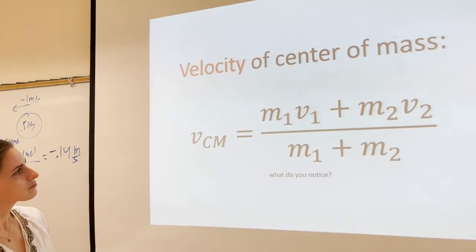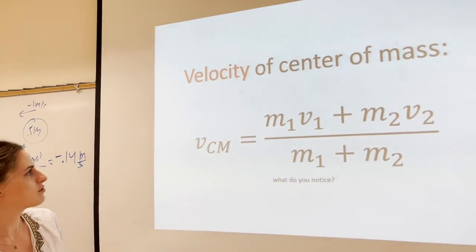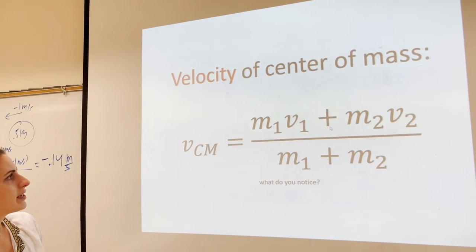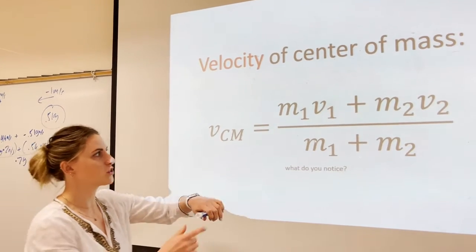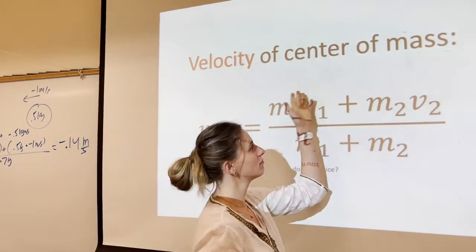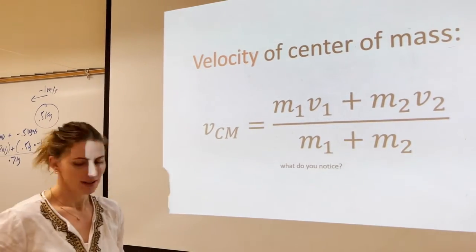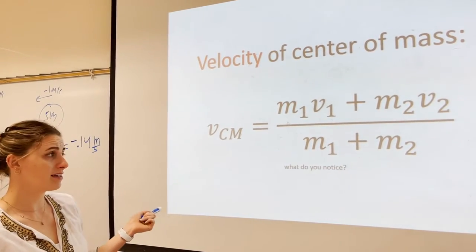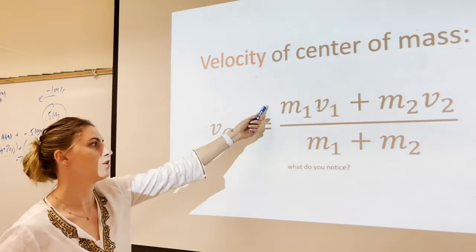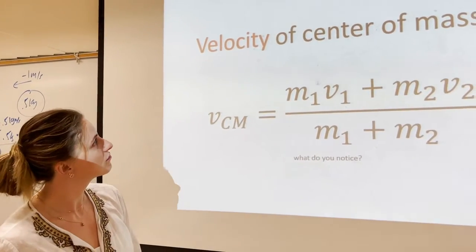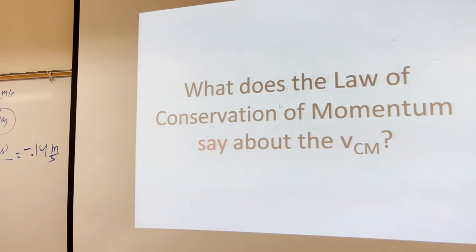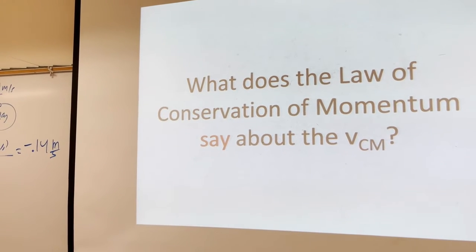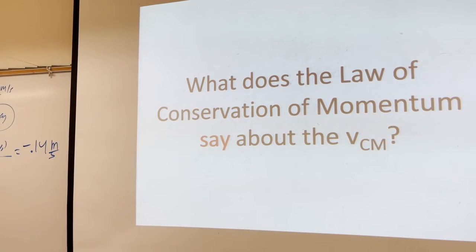As I was doing that, I realized that the numerator is just the total momentum of the system. I'm just adding up the momentum of one plus the momentum of the other, divided by their total mass. So if you're worried about remembering a lot of letters, it's just total momentum over total mass. All right, so what next? What does the law of conservation of momentum say about the velocity of the center of mass?